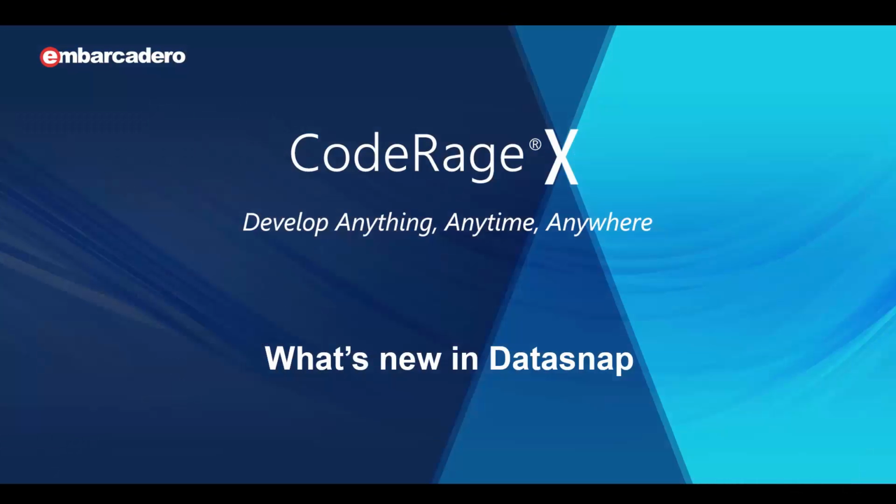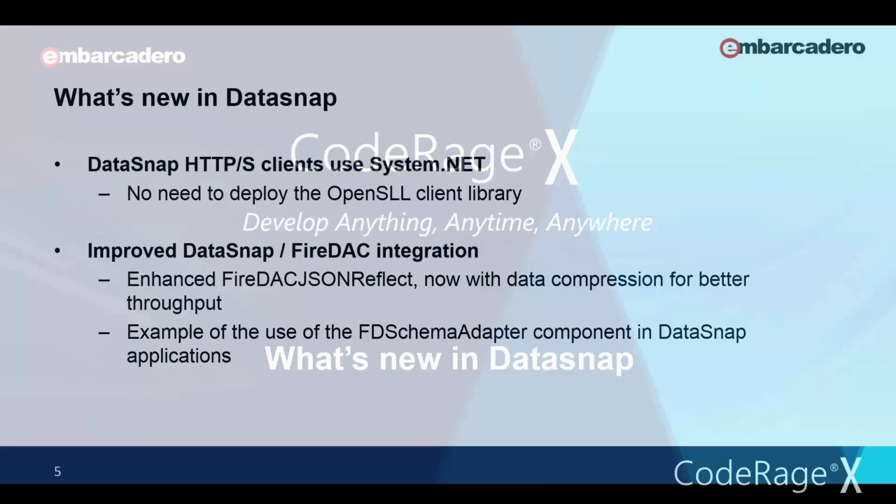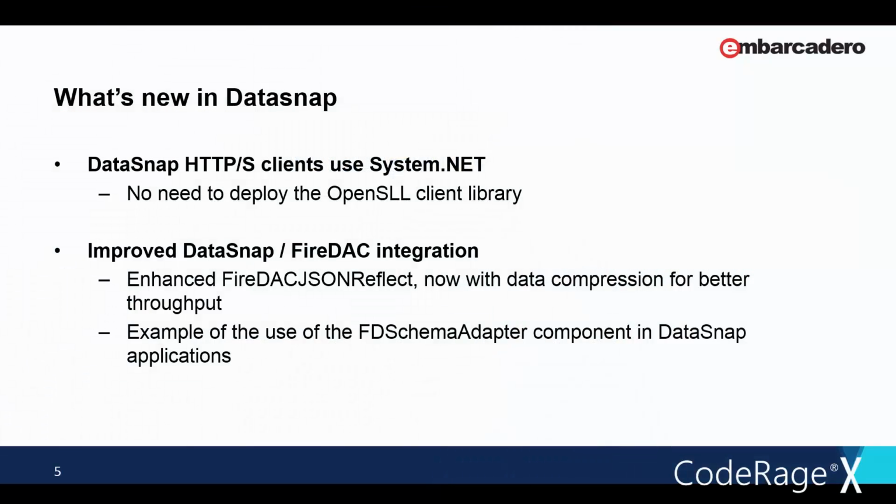Let's start with what's new in DataSnap. The first thing to mention is that DataSnap HTTP and HTTPS now don't use Indy libraries anymore. They use the native net library of the operating system, and this means that we don't need to deploy the OpenSSL client library with our DataSnap client.